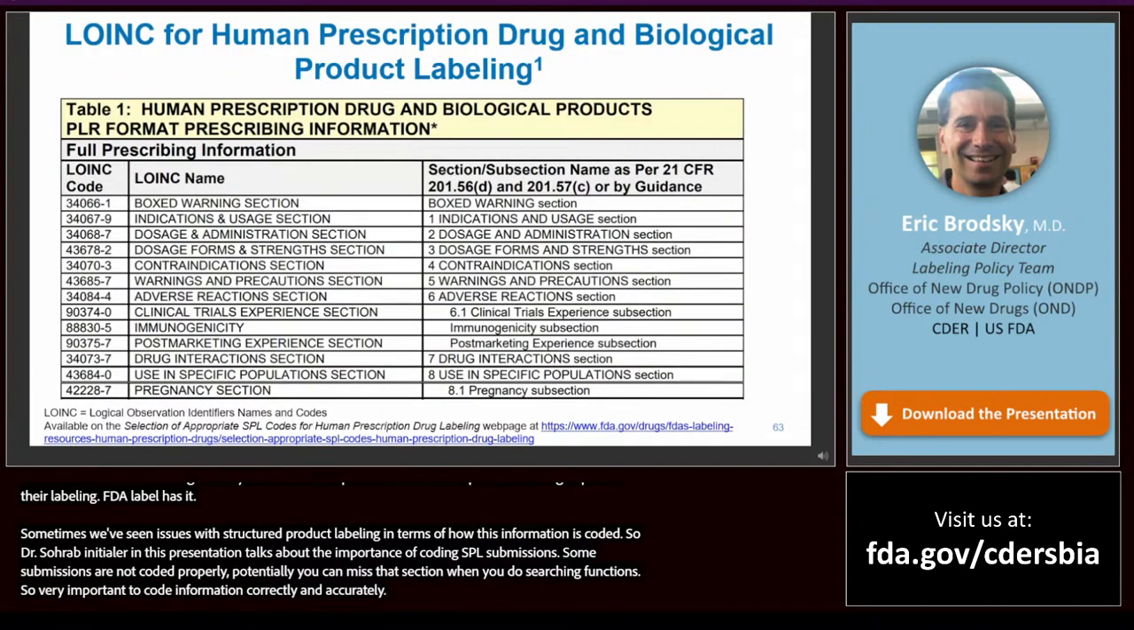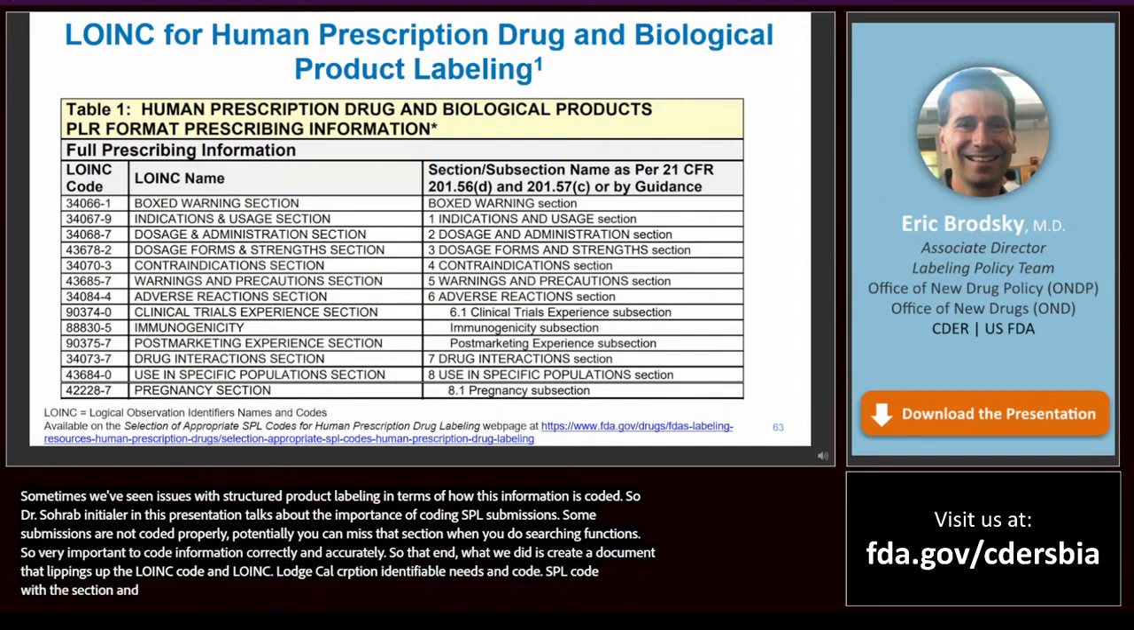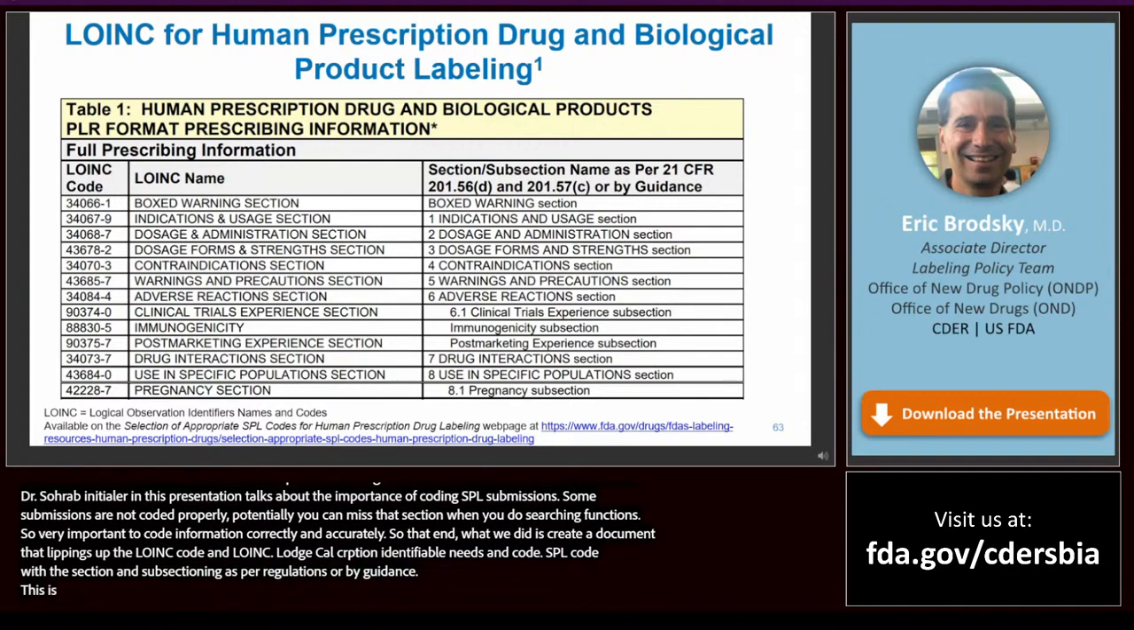To that end, what we did is create a document that links up the LOINC code and the LOINC name. So LOINC is Logical Observation Identifiers, Names, and Codes, essentially an SPL code with the section and subsection name as per regulations or by guidance. This is to help SPL developers, again, develop their structured product labeling file.